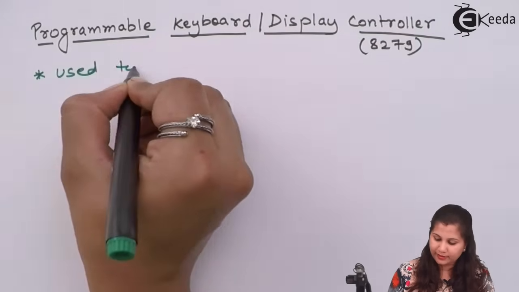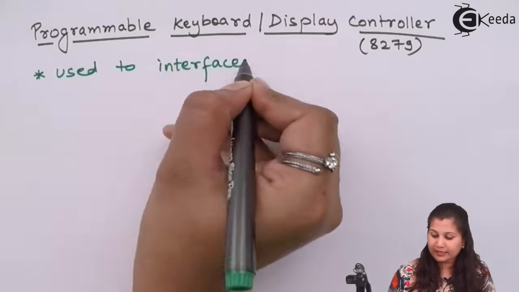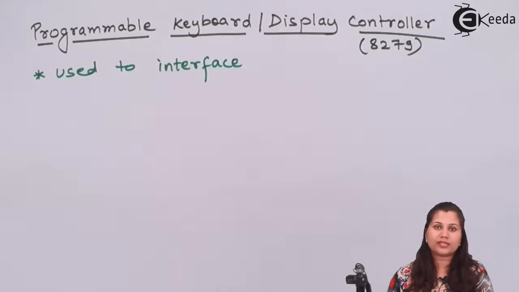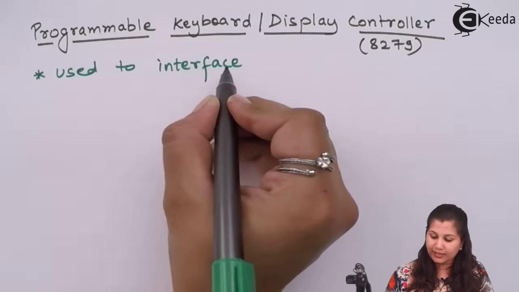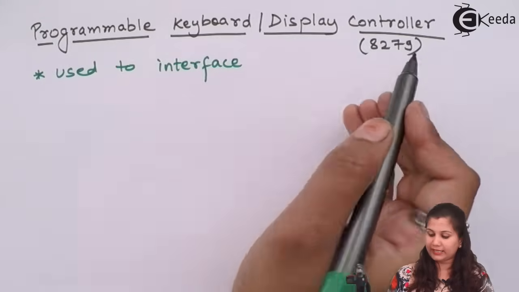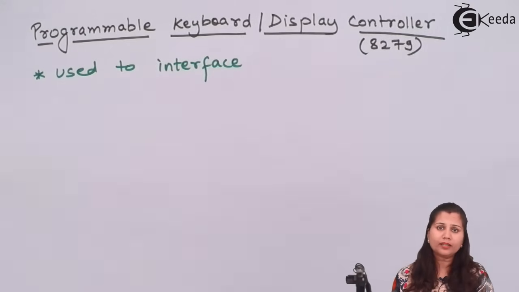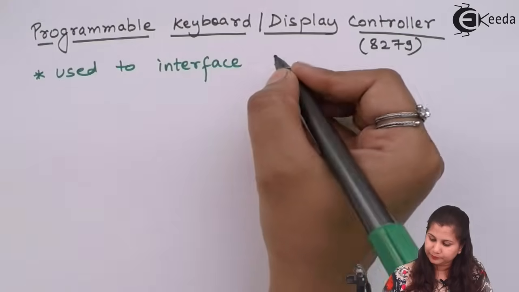We can write here the use of this 8279: used to interface. An interface is a path which provides the communication link between two components. So this keyboard display controller 8279 acts as an interface between the keyboard and display devices and the central processing unit or the microprocessor.